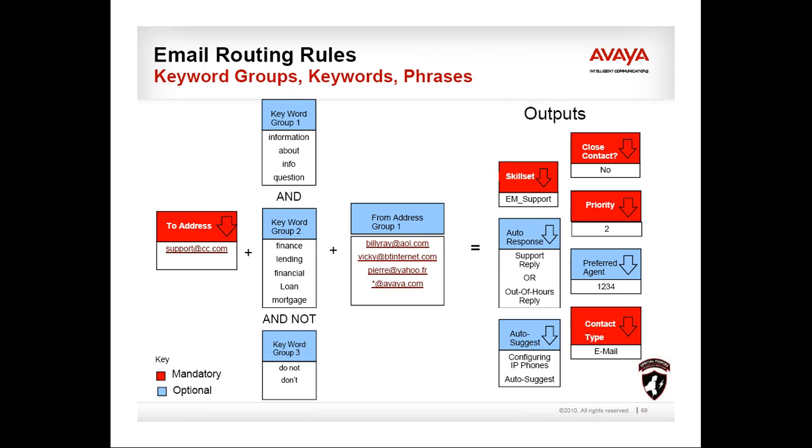So from the address in group 1, we know that we have these email addresses: billyray@aol.com, Vicky at BT Internet, PR at Yahoo, and at Avaya.com. So if you look at the outputs here, we know that from this to address that support is the keyword. So skill set, support. And then the auto response. Do we have an auto response for support reply or out of office hours reply? So yeah, if you wanted to send an out of office reply here, you could.